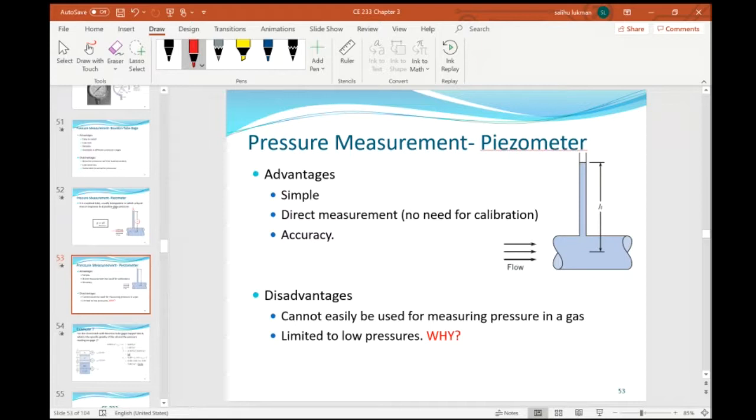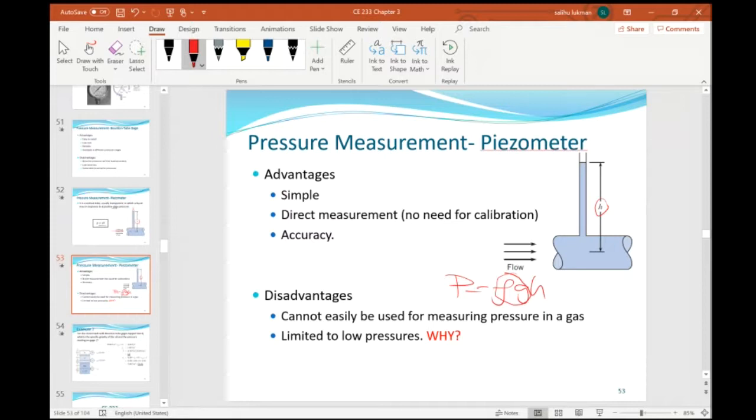And it is limited to low pressures. Why is it limited to low pressures? Because the pressure is proportional to the height. You use P equals rho g h, which is proportional to the height. The density and g are all constant. So if the pressure is very high, it means you need a very long piezometer.